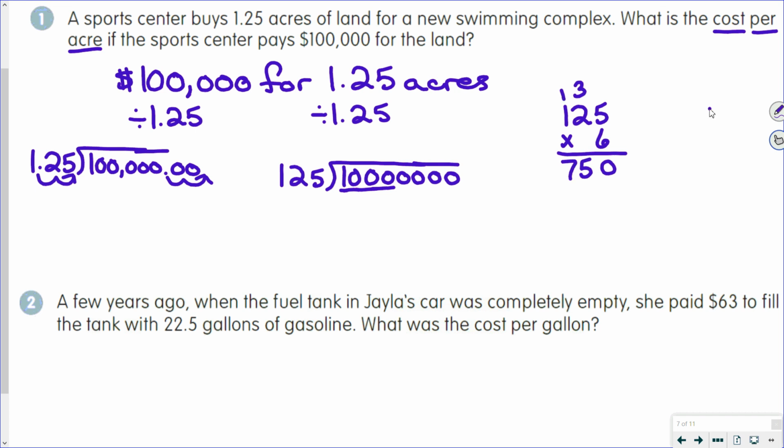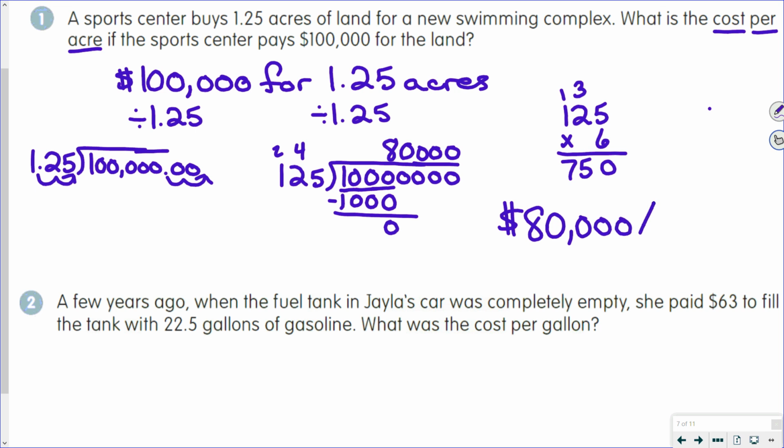Oh, that's 750. That's going to be too low. So you'd want to choose a higher number, and maybe you try 8. Spoiler alert, 8 does work. So 40, 16, 20, 8, 10. Hey, look at that. We get 0. We bring these 4 zeros up, and we get an answer of $80,000 per acre.